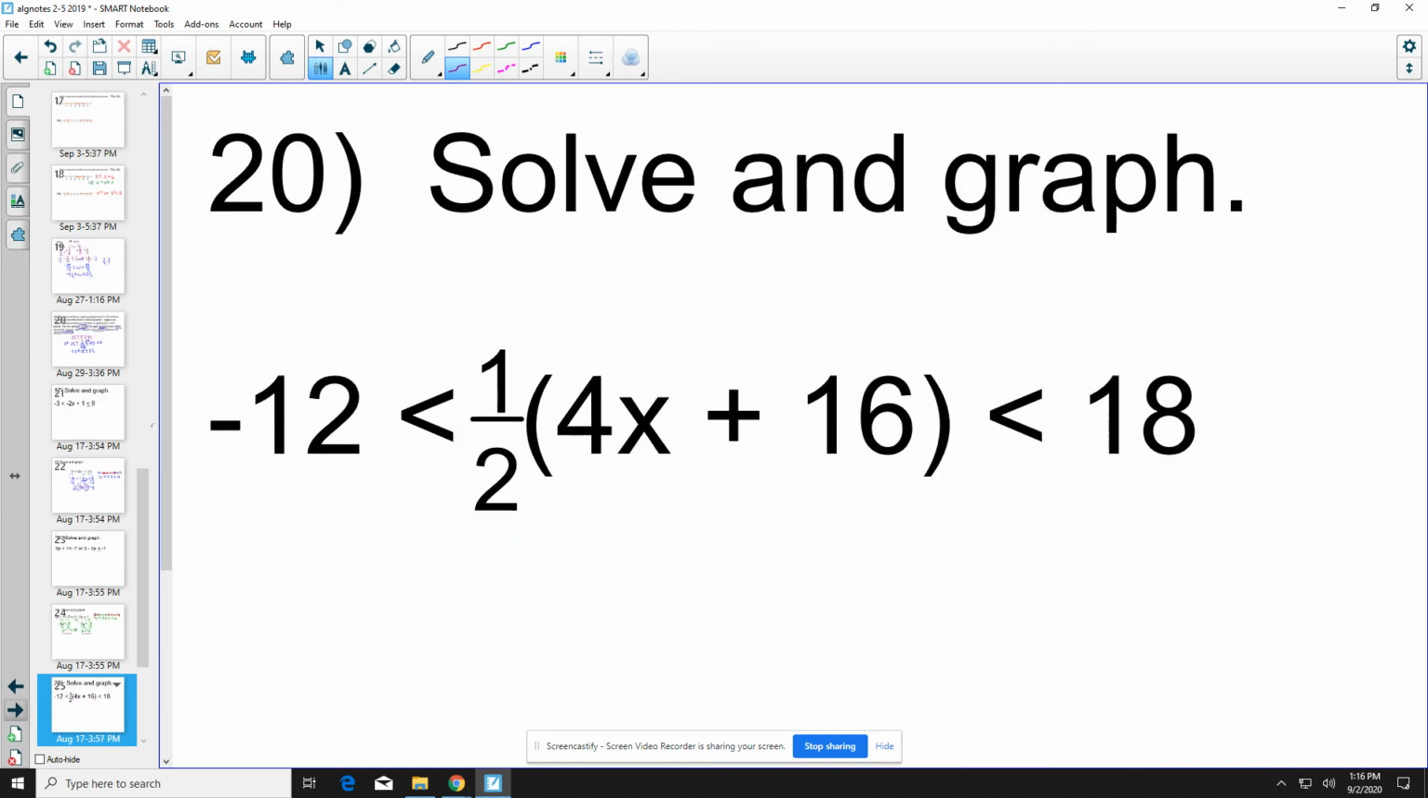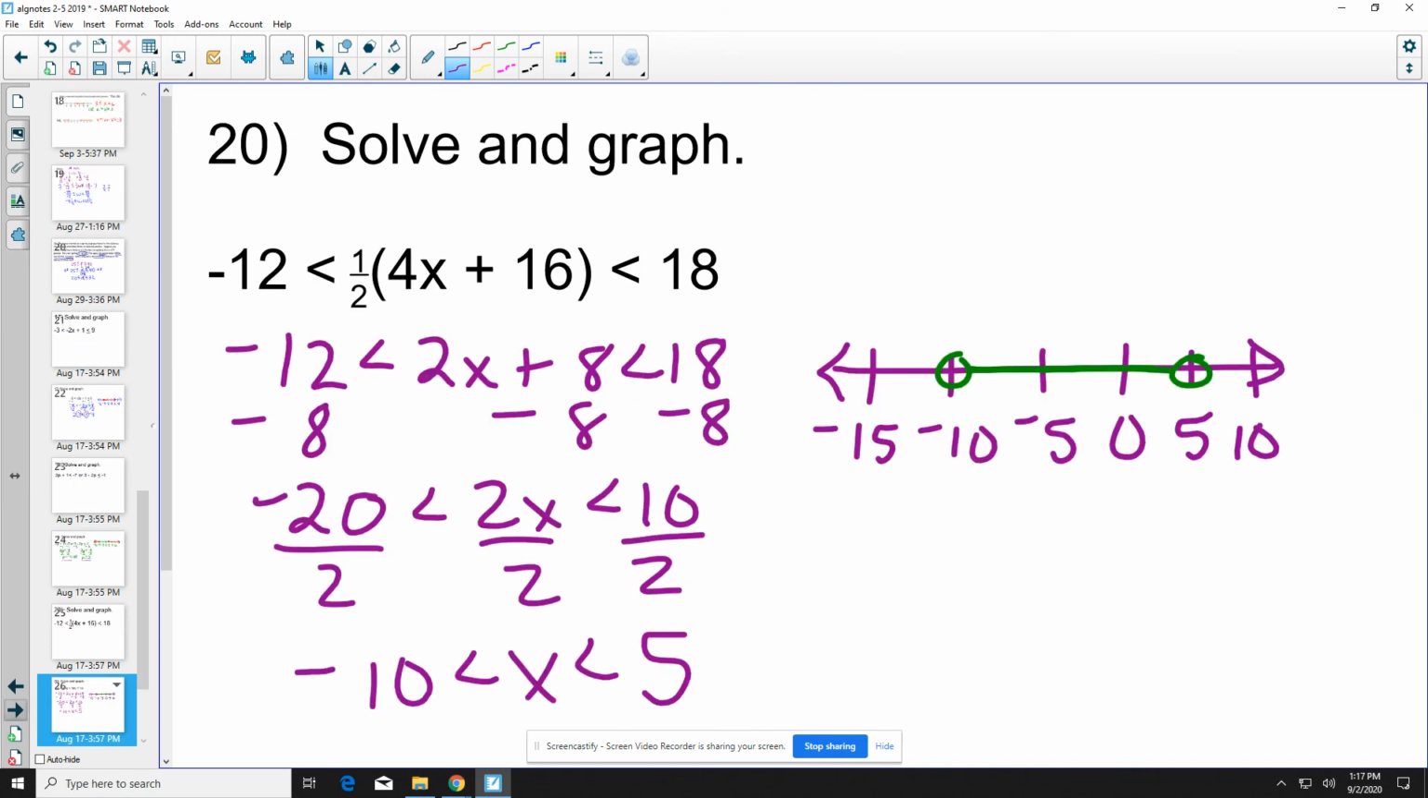Okay, look at number 20. Okay, write down number 20 in your notebook. Go ahead and solve and graph. When you get done, push play. Okay, let's see how we did.